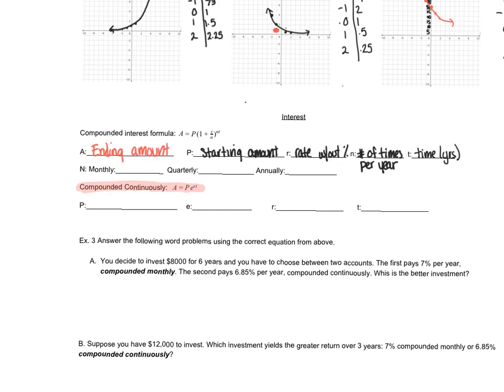Now, just so you know, monthly is 12 times a year, quarterly is 4 times a year, and annually is 1 time a year. Think of sales. If they have quarterly sales or if you have a monthly bill, you do every month.